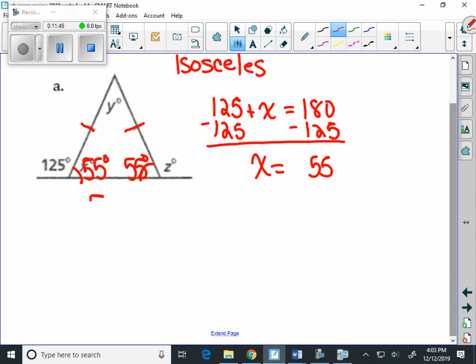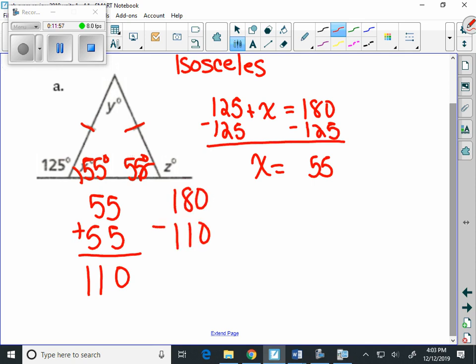And we can take 55 plus 55, and we get 110. And then we can take 180 minus 110, and we get 70 degrees, which is how big y is. We actually have found x. Now we know y, and then we want to finish by finding the value of z.